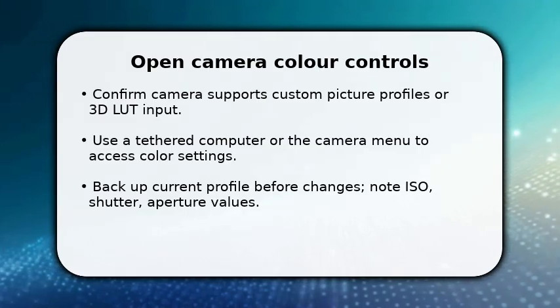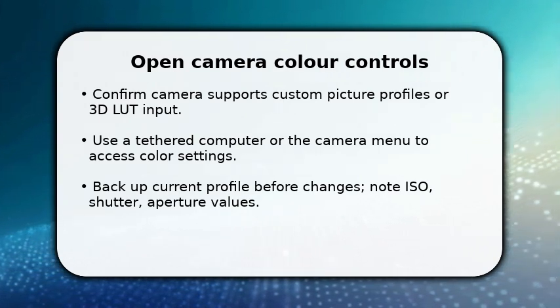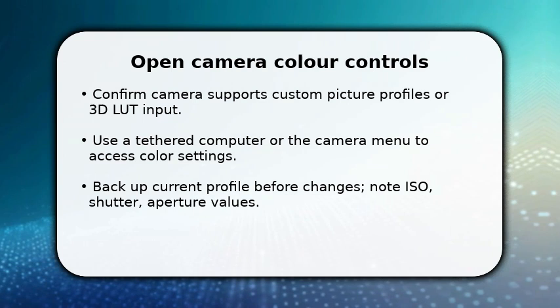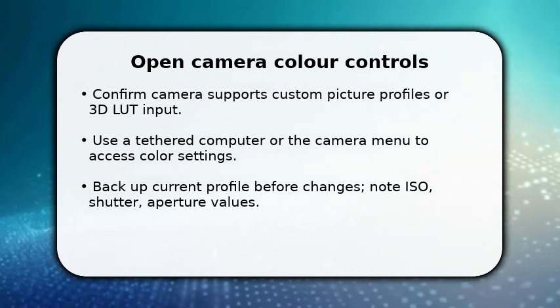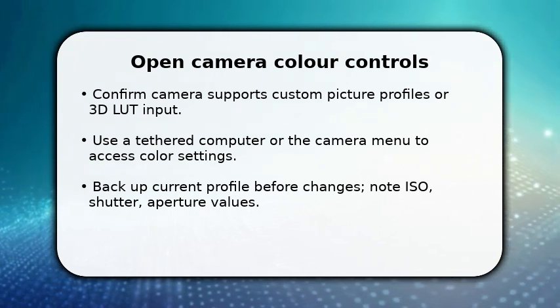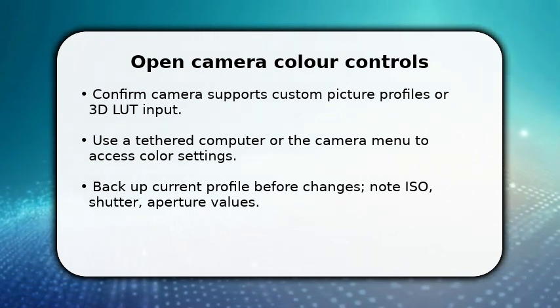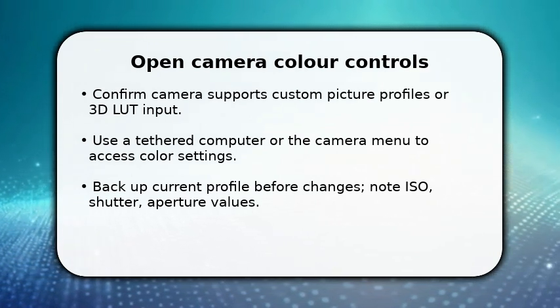You start by getting straight to the controls. Open the camera menu or tether software and navigate to picture profile or color matrix. Explain why. Manufacturers lock sensor output but allow processing via profiles, so this is the only reliable route to change color. Once done, back up the default profile and record exposure settings so you can compare.